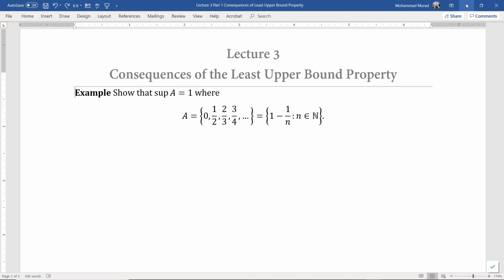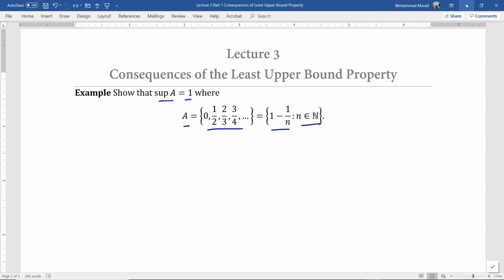Let's see an example of the Archimedean property. In this example, we're going to show that the supremum of the set A is 1, where the set A contains the elements of the form 1 minus 1 over n, where n is a natural number.